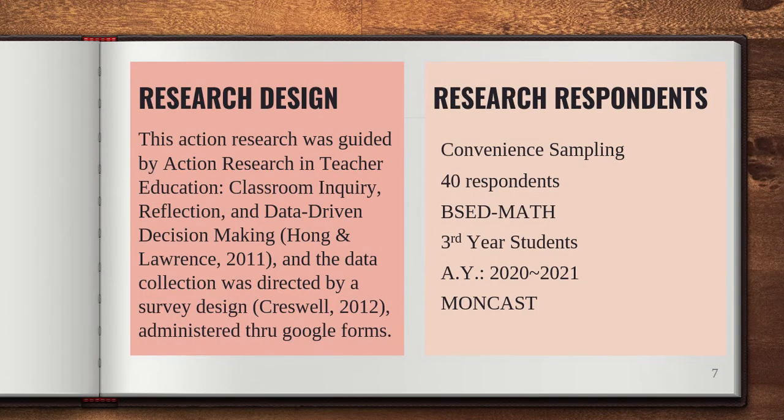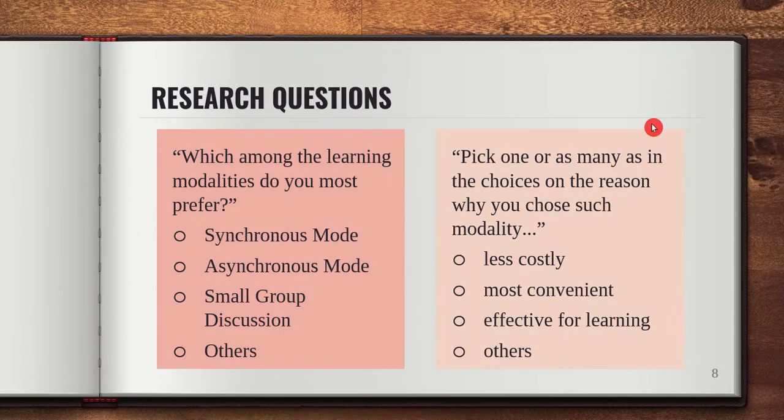For the research design, this action research was guided by action research in teacher education, classroom inquiry, reflection, and data-driven decision making by Hong and Lawrence 2011. The data collection was directed by survey design, anchored in Creswell 2012, and administered through Google Forms. For the research respondents, there were 40 respondents for this research, which is a convenient sampling because they were my students in Calculus 3 and Advanced Statistics. They are the BS Math third year students in academic year 2020 to 2021 in our school.